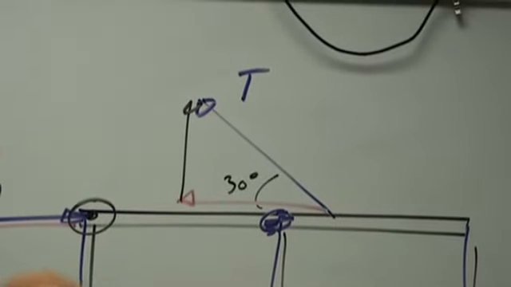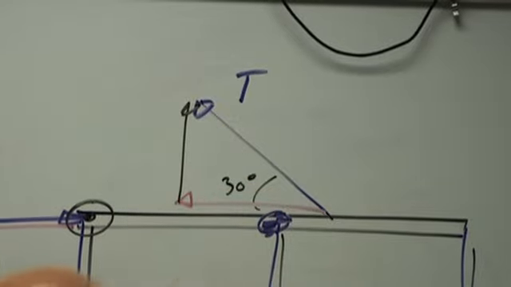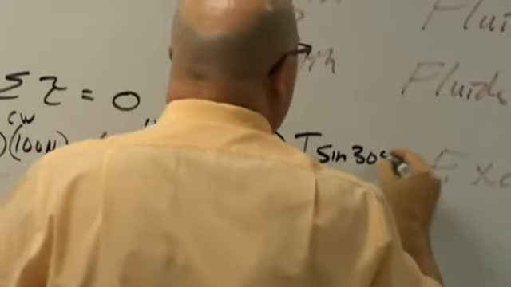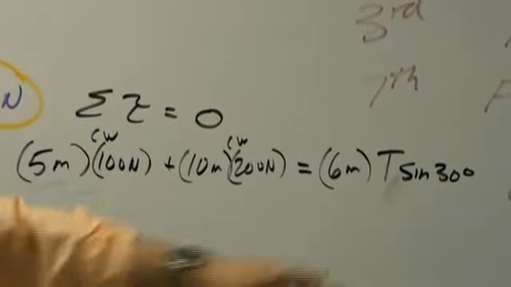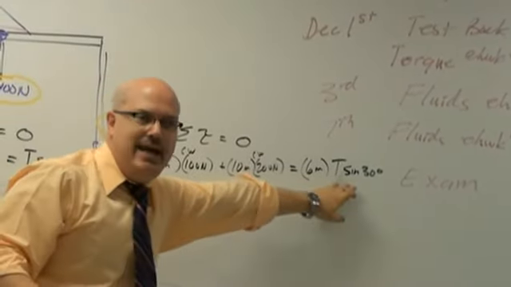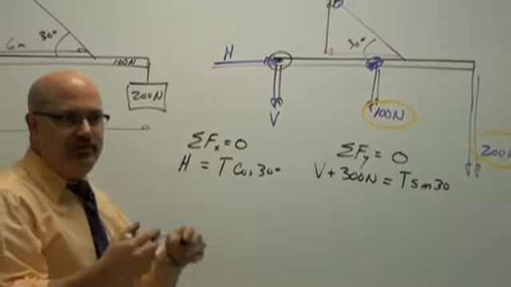How do I get the perpendicular part of tension? Take the sine. It's going to be the sine component, right? So it's going to be T sine of 30 degrees. Hey, look at this. I got one equation and one unknown, so I can solve for T, and then I can solve for V, and I can solve for H.